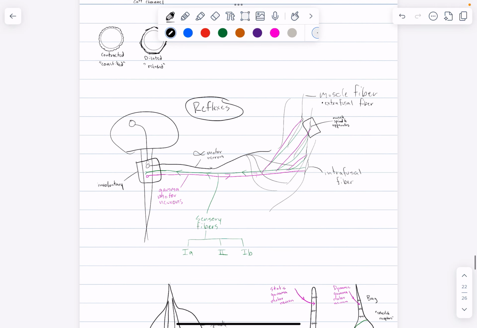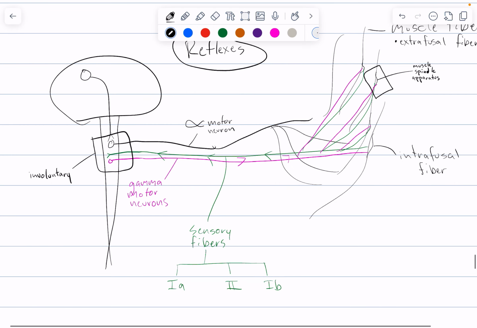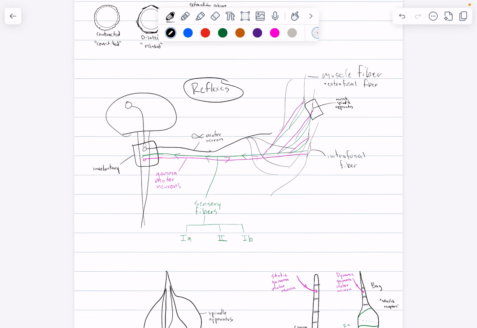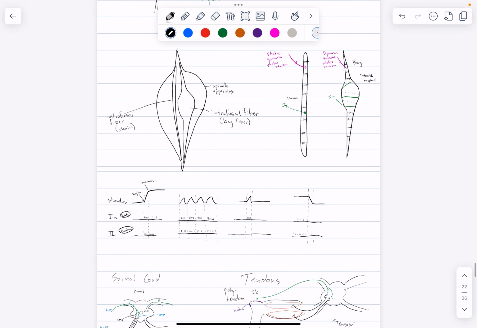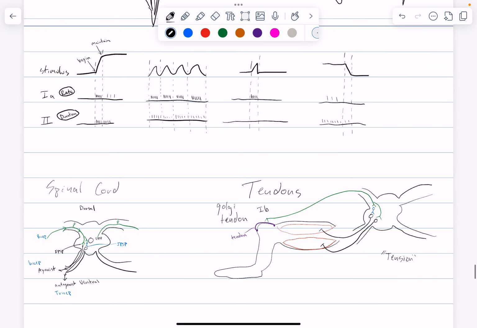Okay, so with reflexes, most of the reflexes are involuntary, like it says right here. You've got motor neurons. You also have gamma motor neurons, as well as sensory fibers. So all of these are used to help you with your reflexes. You also have tendons as well.